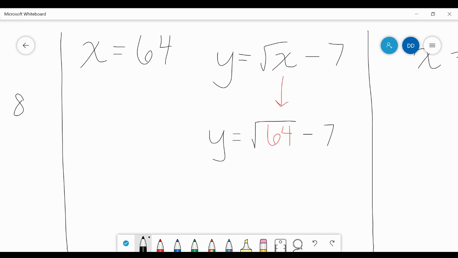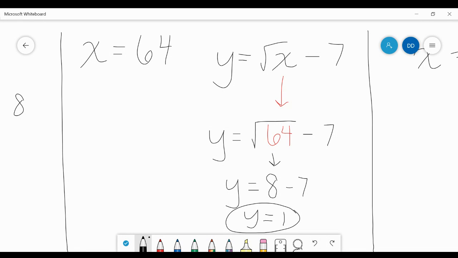Now, you simplify the square root. The square root of 64 is 8. And you guys, Delta Math gives you a calculator if you don't have one. In the top right-hand corner, there's a little calculator that you can use. And then you just do 8 minus 7, which is 1.